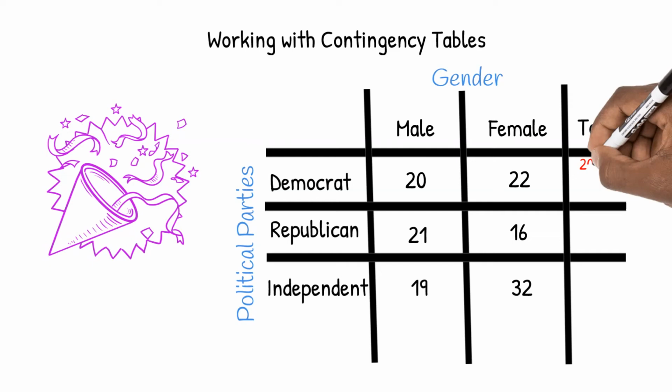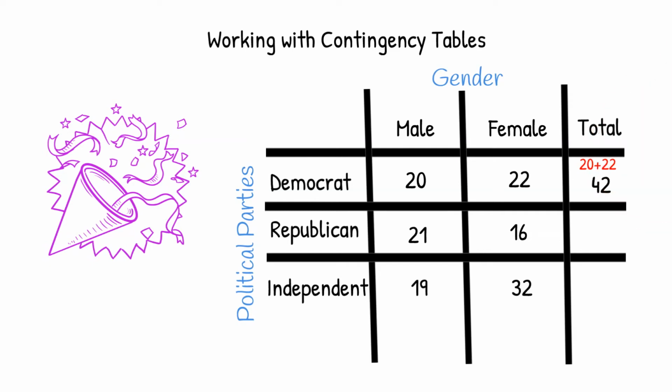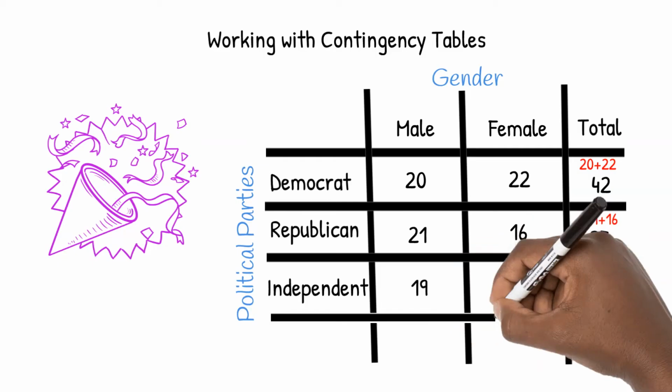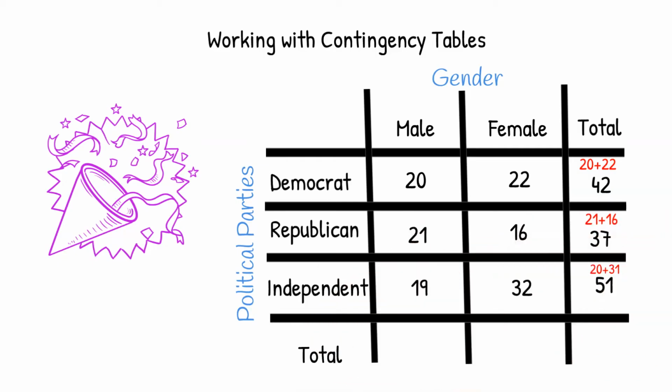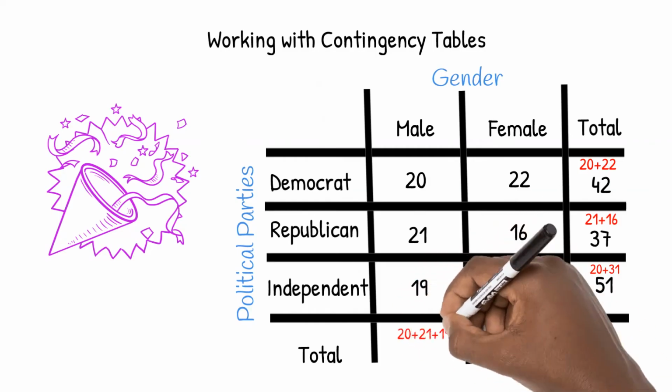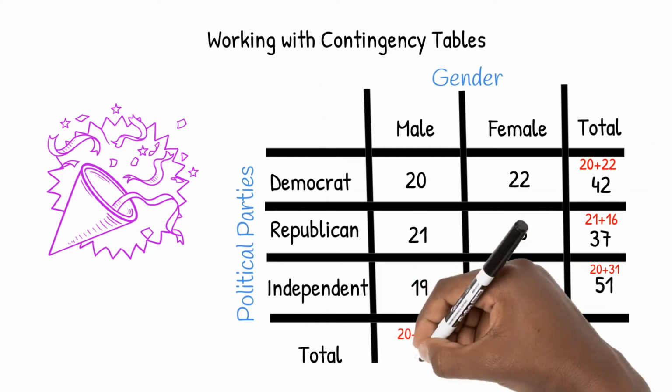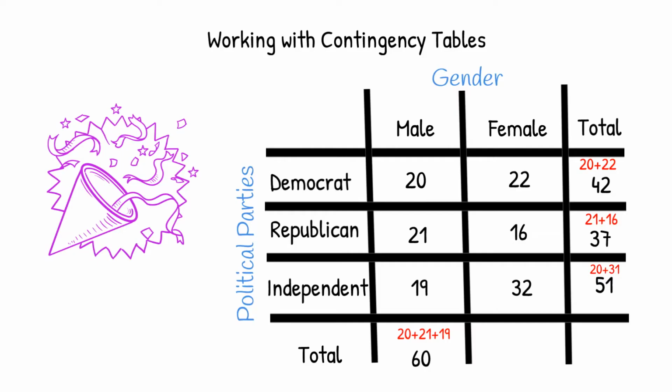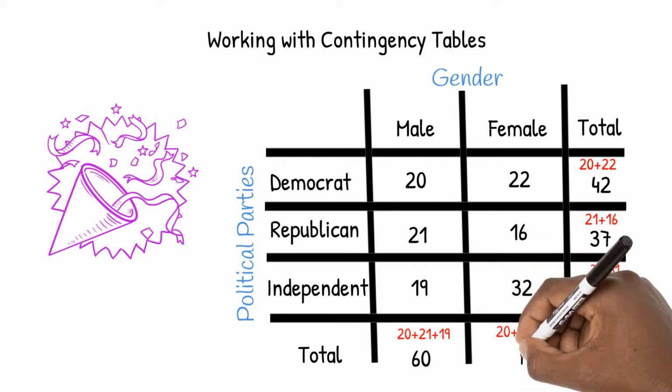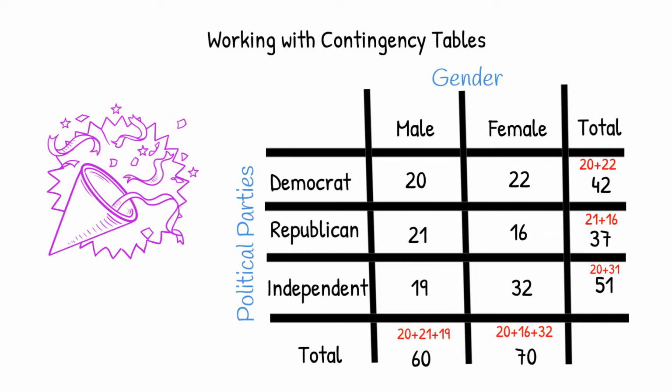By adding 20 male Democrats and 22 female Democrats, we get that there are 42 Democrats overall in our sample. We do the same to see that we have 37 Republicans and 51 Independents in our sample. To see the total number of males surveyed, we can add the number of Democrat males, Republican males, and Independent males to get 60. We do the same for the second column to see that we surveyed 70 females.